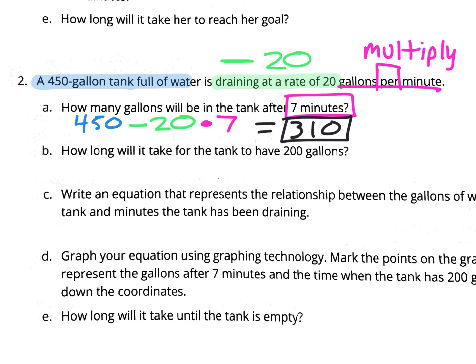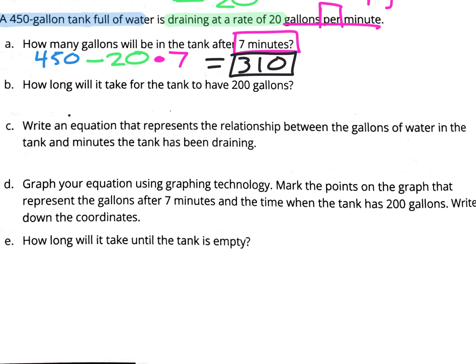So now, how long will it take for the tank to have 200 gallons? Again, like I did in problem number one, I think it's better to do problem C first before doing problem B because the equation is going to be helpful. So because it's an equation, I'm going to write an equal sign. And because this is asking for the gallons of water in the tank, I'm going to use the variable y to represent the gallons of water in the tank.